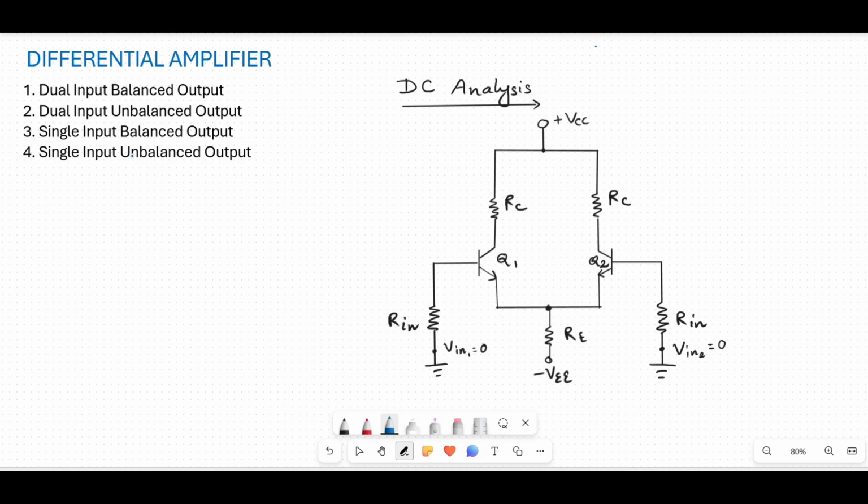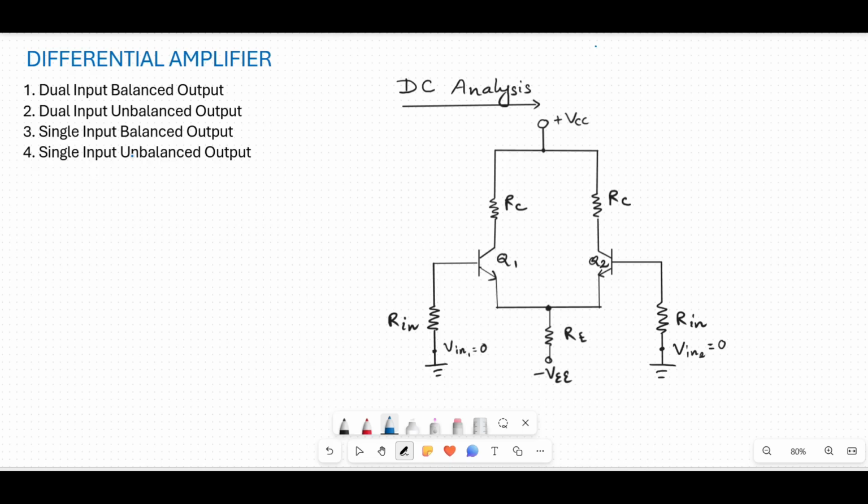So here dual input and single input means if we are providing input to both the terminals, that is Vin1 and Vin2, then it is called dual input. And if you provide it to a single input, then it is called single input. And balanced output means if you are collecting the output from both the output terminals, then it is called balanced output. And if you are collecting the output from a single terminal, then it is called unbalanced output.